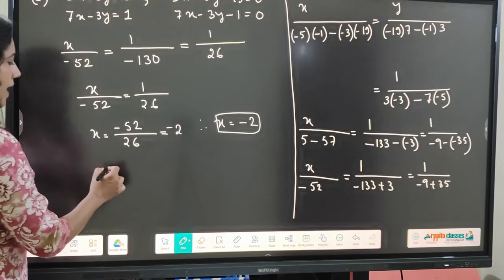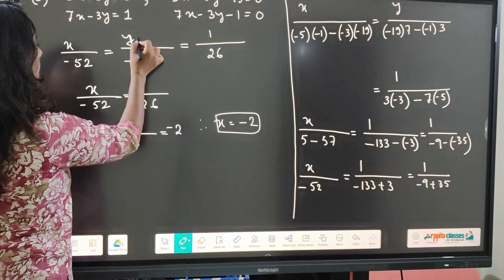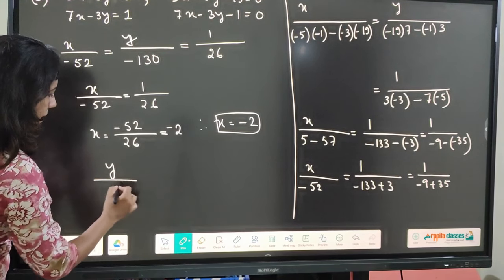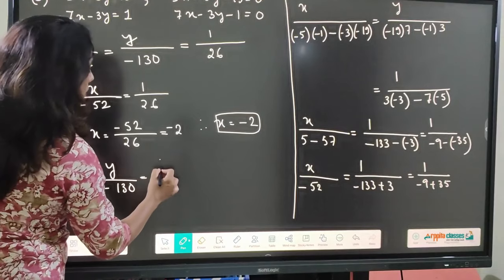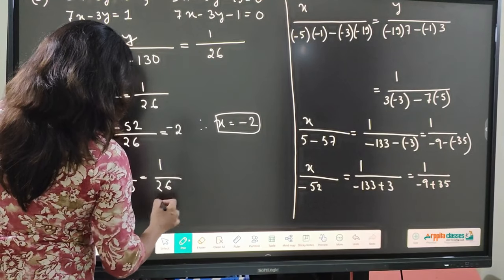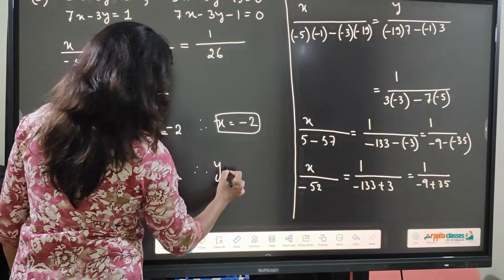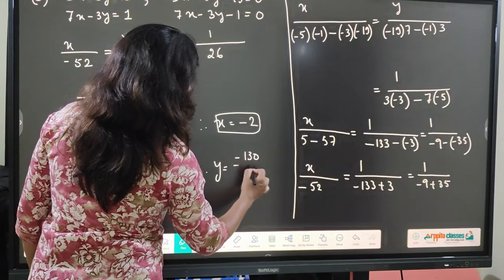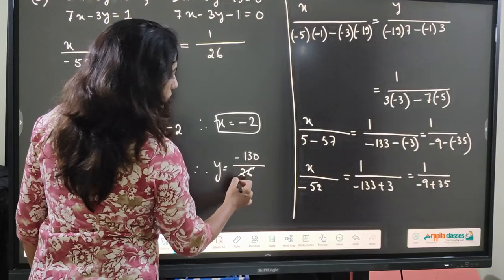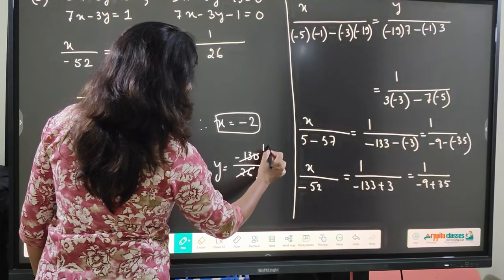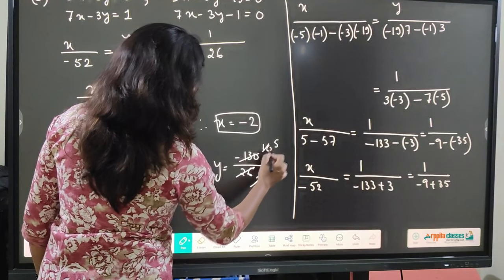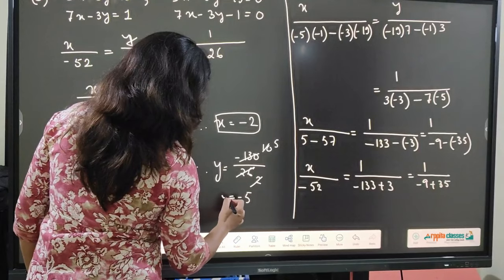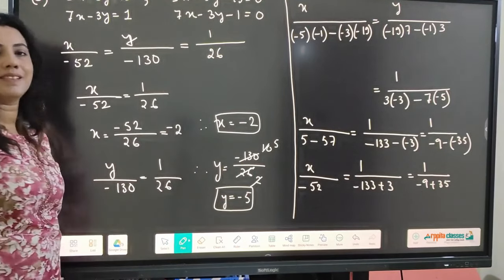Now we'll make y, this is y, sorry, y upon minus 130 is equal to 1 upon 26. Therefore, y is equal to minus 130 upon 26. So we know 13, 2 and 13, this is 10, 2, 5. So this is minus 5. So the value of y is minus 5.